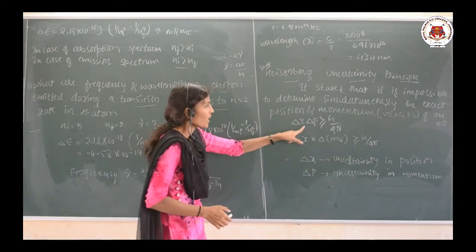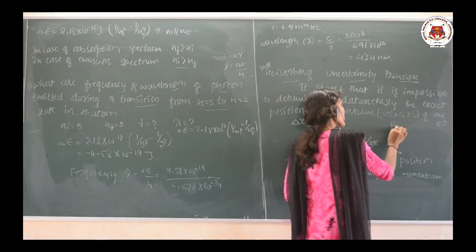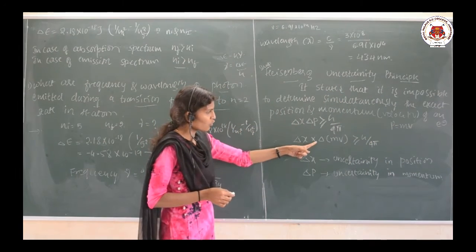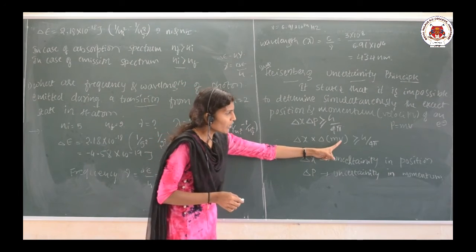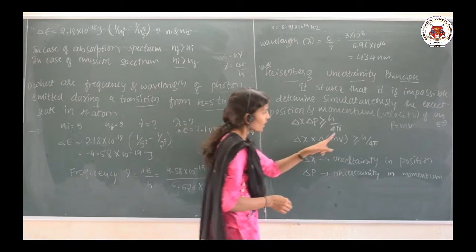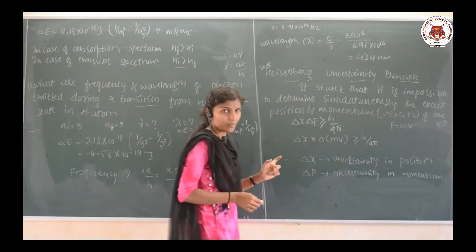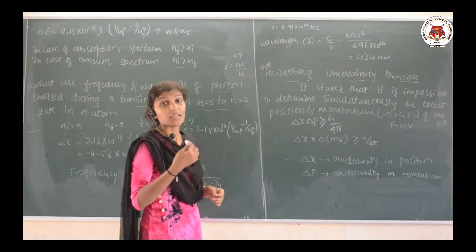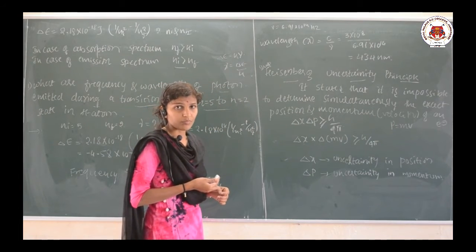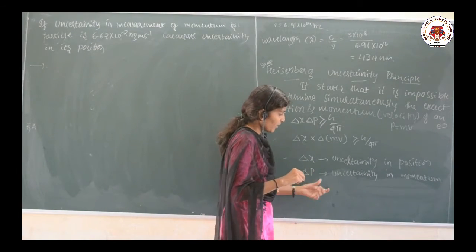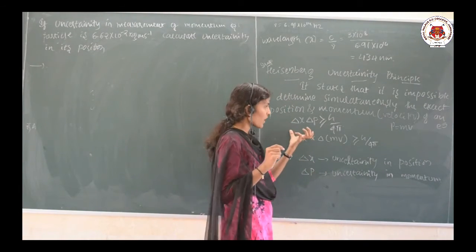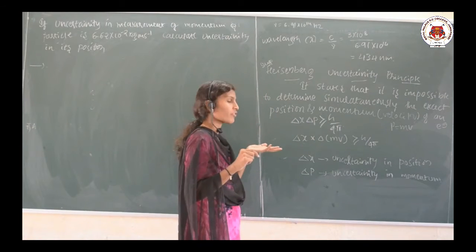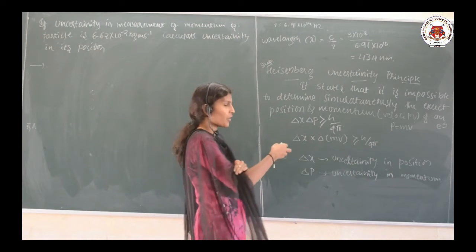Here p is nothing but momentum. Momentum is always a product of the mass and velocity. So delta x keep as it is, into delta p, meaning the product of m and v, is greater than or equal to h upon 4 pi. Then what about delta x? Delta x is the uncertainty in position, whereas delta p is uncertainty in momentum. So that is mathematically given as delta x into delta p greater than or equal to h upon 4 pi. h is Planck's constant.